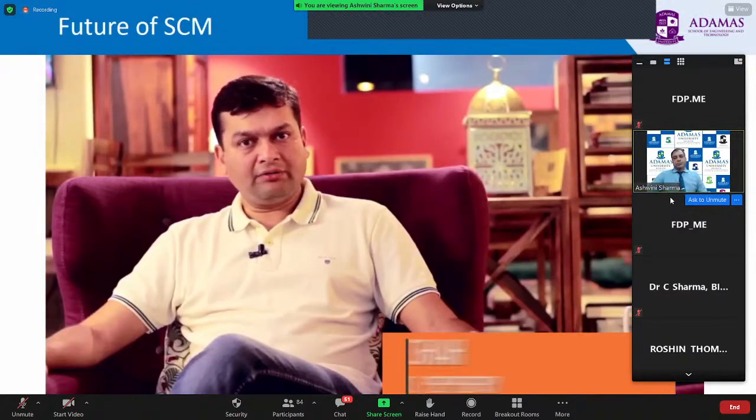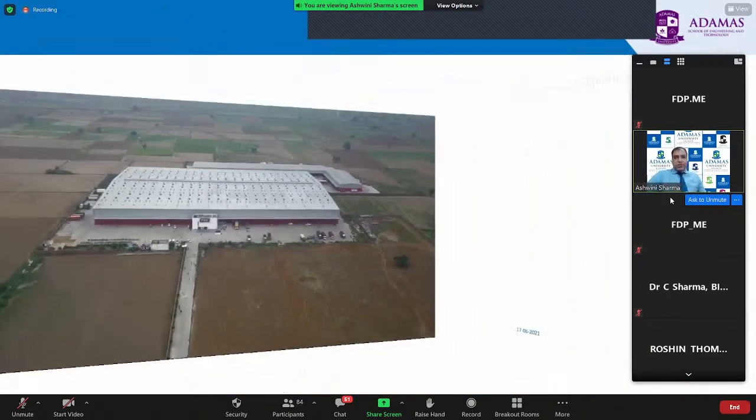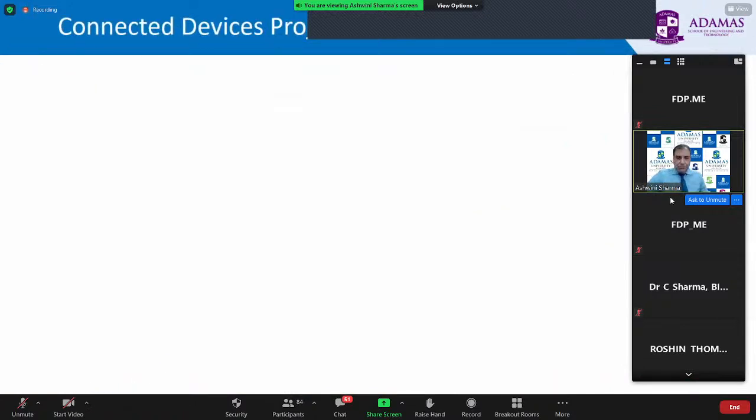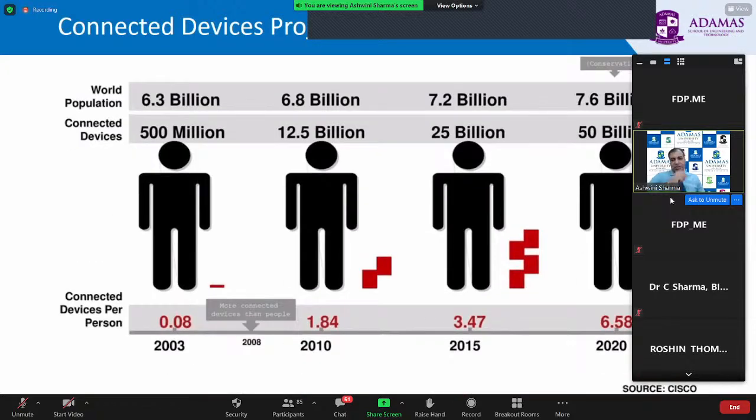Application of technology in the warehousing space. Okay, so this was all about your technology in the supply chain. Now, this is something which I wanted to stress upon. These are the figures which each one of us needs to understand.